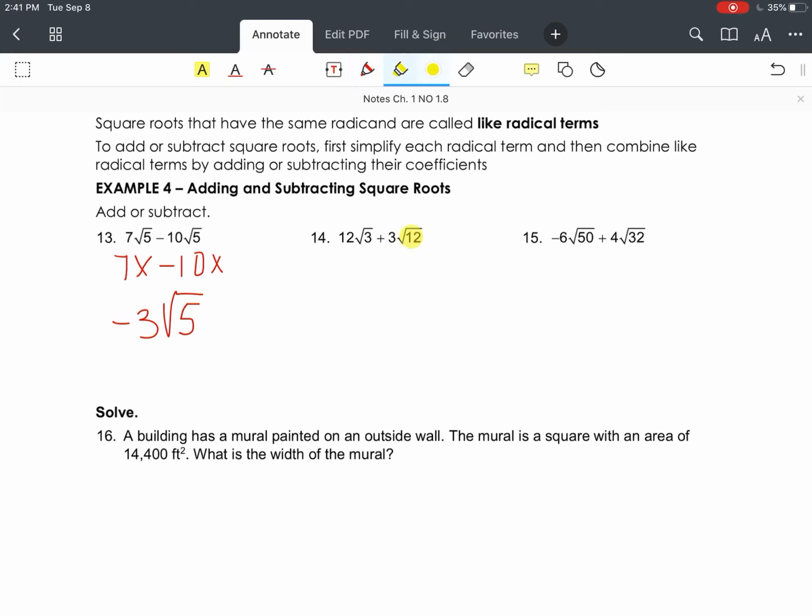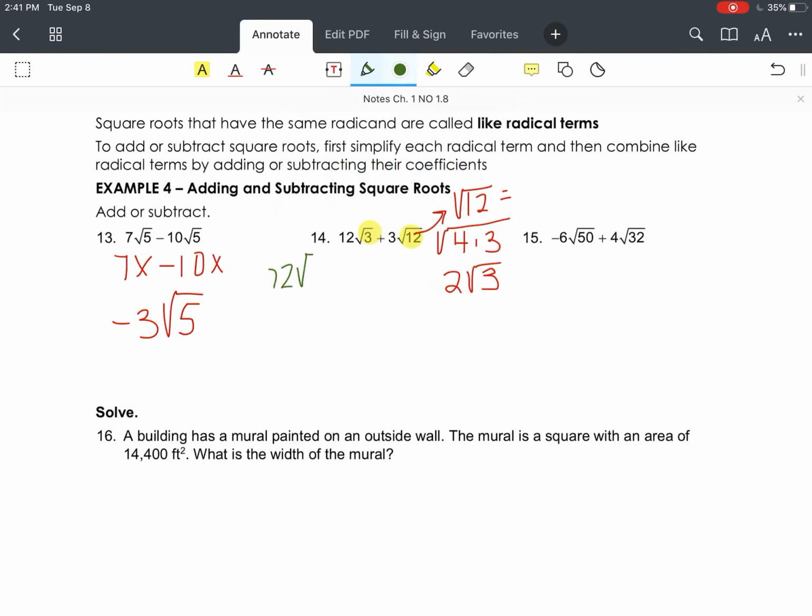We have 12 root 3 plus 3 root 12. Well, root 12 and root 3 are not the same. So as of right now, we can't add them together. However, if I simplify root 12, I probably can. So let's simplify root 12 off to the side here. Root 12 is the same thing as 4 times 3. Well, the square root of 4 is 2, so root 12 simplifies to 2 root 3. So I can substitute that back in here.